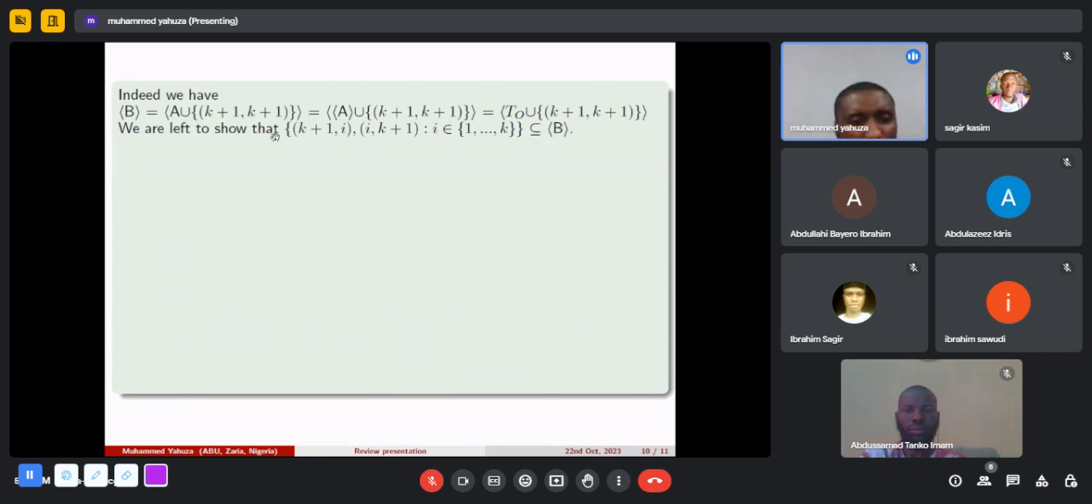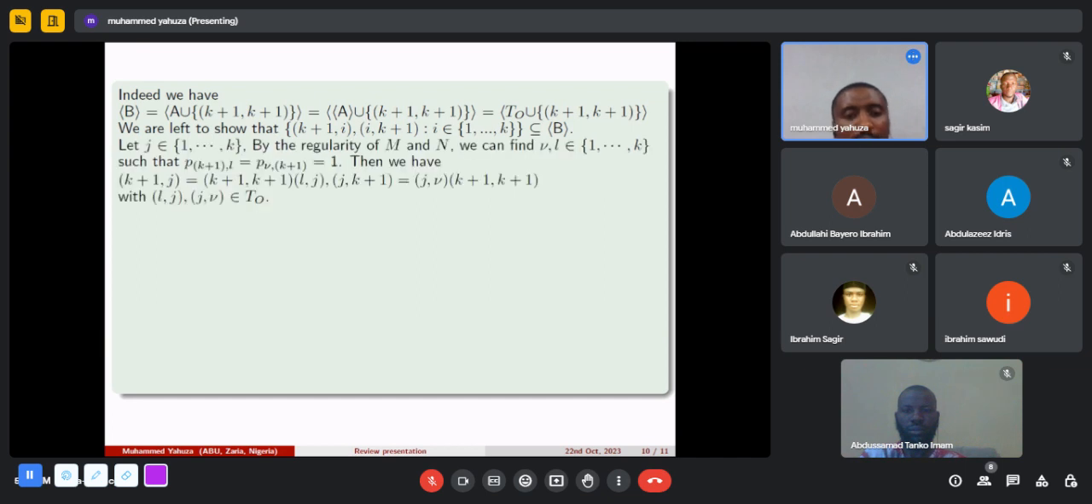Because if k plus 1 is in the generating set, then we have to show that this is also part of the generating set, because it is only when you have elements like this that you can multiply them to get another element. Because if the matrix entry corresponding to i and i is not zero, and since we are taking P to be not equivalent to the identity matrix.